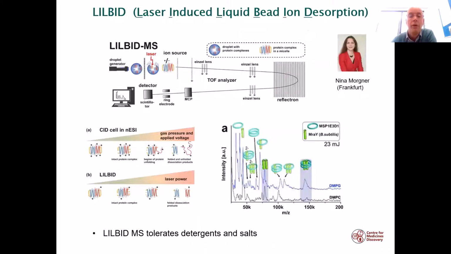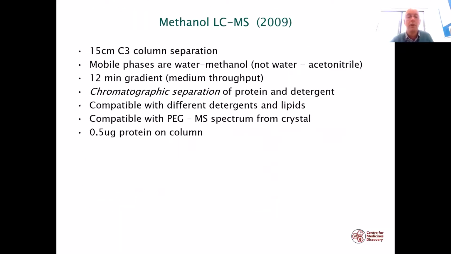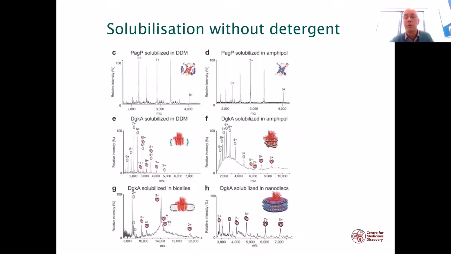Here's another one. Sorry, my pointer is not working properly. You can solubilize proteins in the presence of an amphipol, and you can obtain spectra that way. And also you have these disk-based methods. This is an example of using a nanodisc to extract your protein, and then you can analyze that by mass spec. Here's another example of a similar idea, solubilizing a membrane protein in the presence of a bicelle.